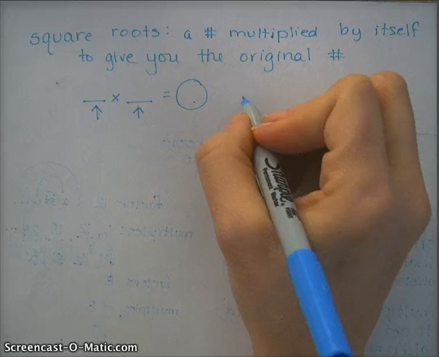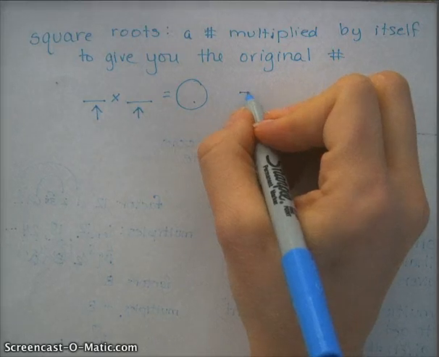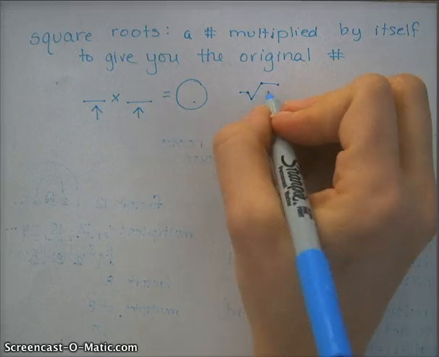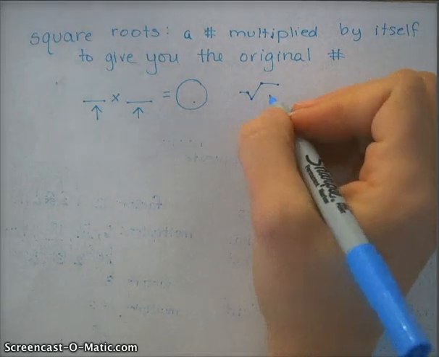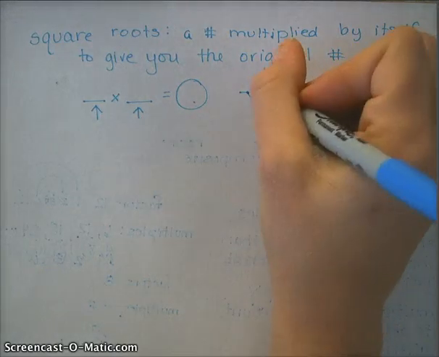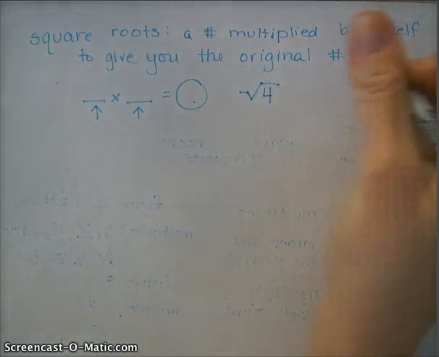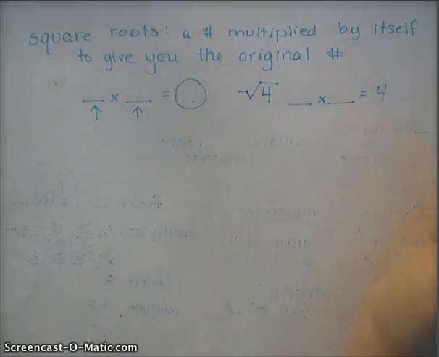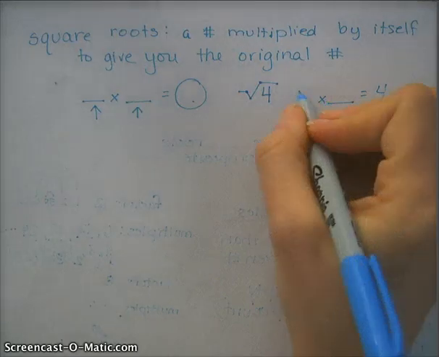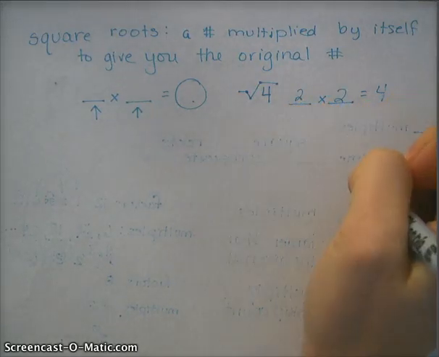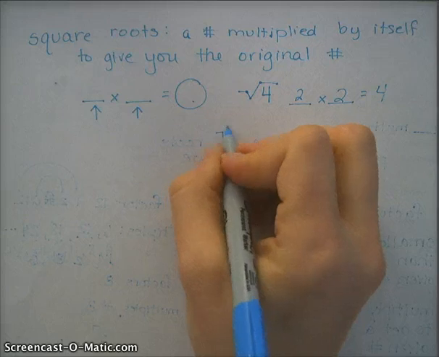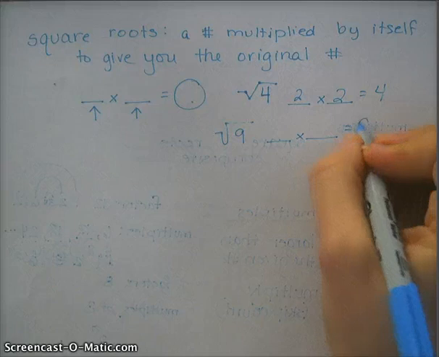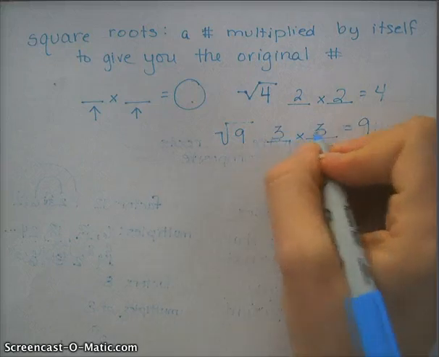So the way that you would show this is you would make a straight line and then a check mark and then another line straight across. And then the number that goes underneath that, sort of like a division symbol, is what you're trying to find the square root of. So if I had the square root of 4, that's like saying what times itself gives you 4? The answer in this case would be 2. If I had the square root of 9, for example, what times itself gives you 9? Well, the answer is 3.